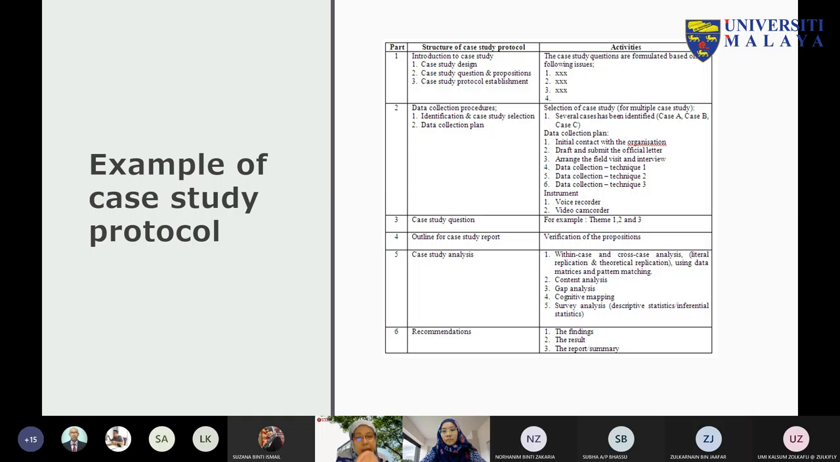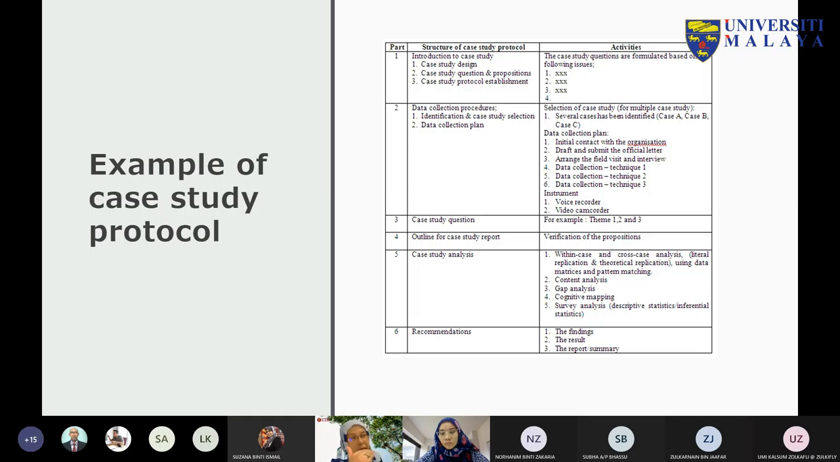So this is an example of the protocol. Yin has written the protocol, but I just give an example. If I put it in a table, it will be like this. You start with your design. What is your selection of cases? It's called case screening and selection.